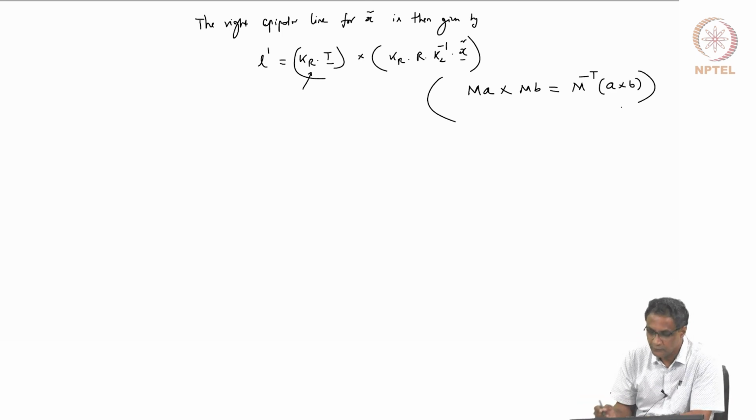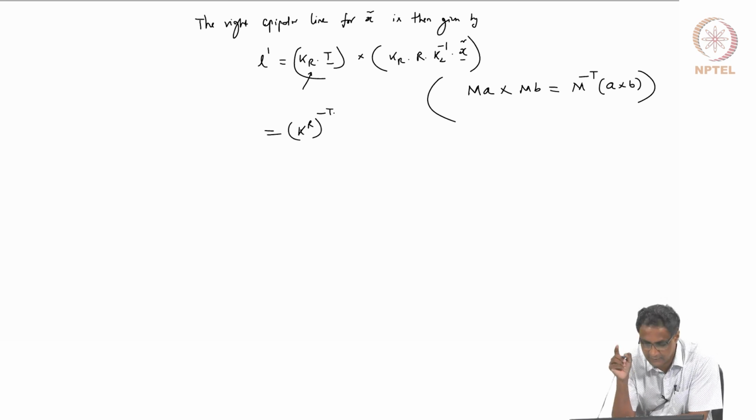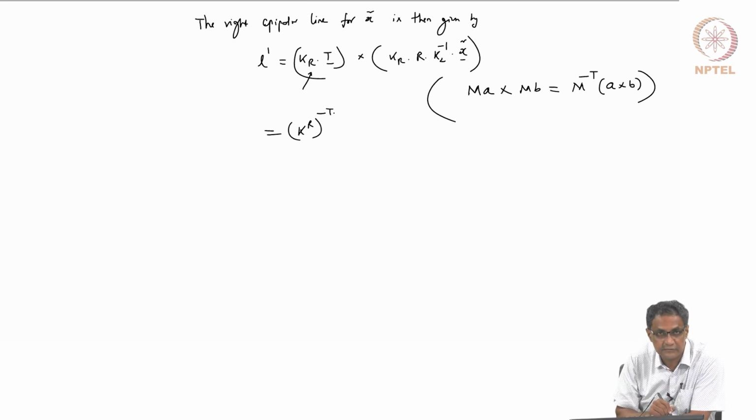So this KR being actually common to both, what we can do is we can write this as KR minus transpose. This is not that vector, this is transpose. Yes, exactly, M inverse transpose. So it's minus T. So it's like KR inverse transpose, and then A cross B, right? So that will be T cross R KL inverse x tilde.